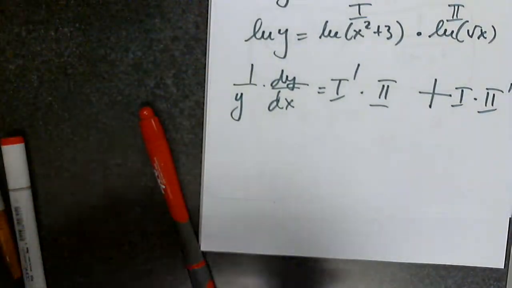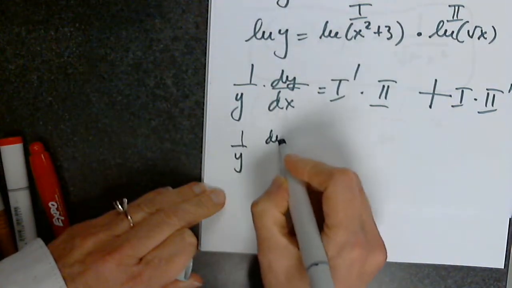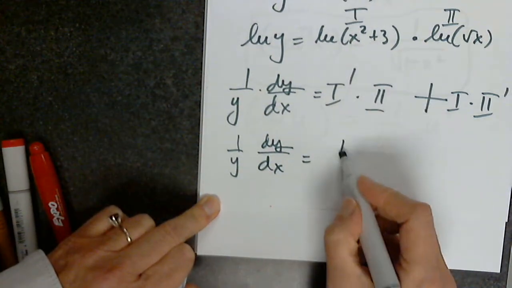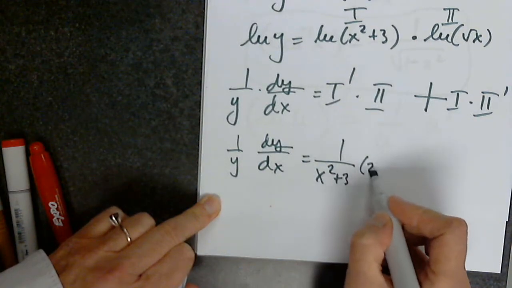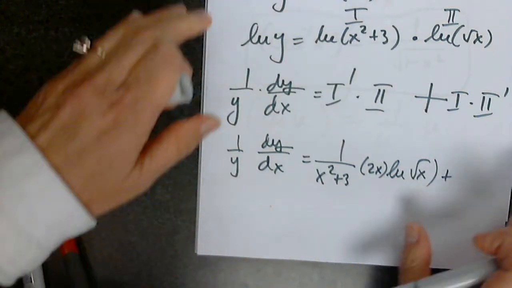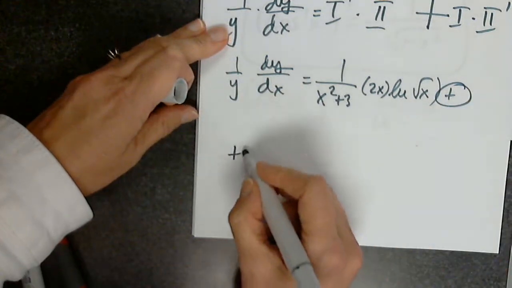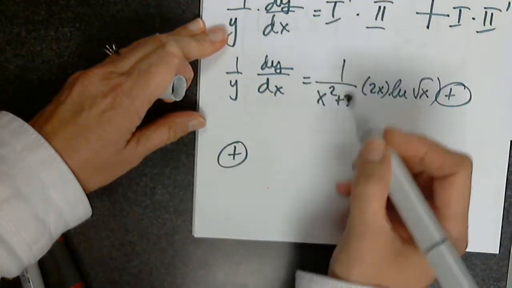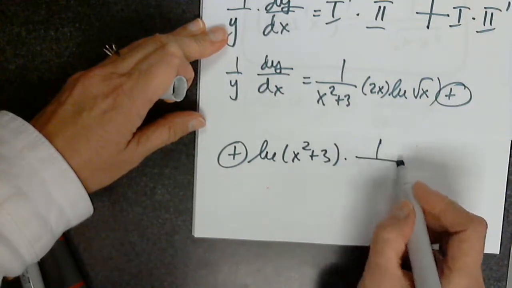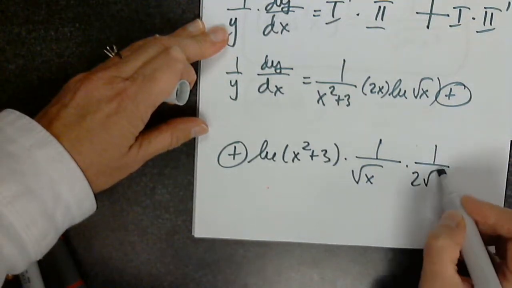So now we come back. So this is 1 over y, dy over dx. The first function prime is this, 1 over x squared plus 3 times 2x, multiplied by natural log of the square root of x, plus, I always run out of room, of course, plus the first function, which is natural log of x squared plus 3, times the second function prime, 1 over the square root of x, times the inner function prime, which is 1 over 2 the square root of x.